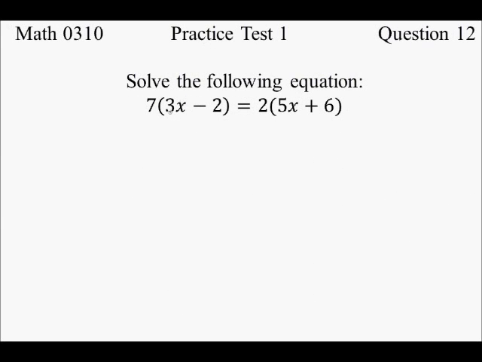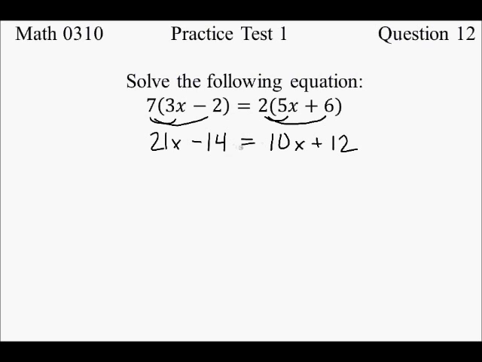Question 12, solve the following. 7 times this quantity equals 2 times this quantity here, so we're solving for our variable x. So first we want to distribute on each side, so we take 7 times 3x here is going to give us 21x, and 7 times negative 2, so 7 times 2 is 14, and they're opposite signs, so that's a negative 14 or minus 14, equals over here 2 times 5x is going to be 10x, and a positive 2 times a positive 6 would give us a plus 12 there.